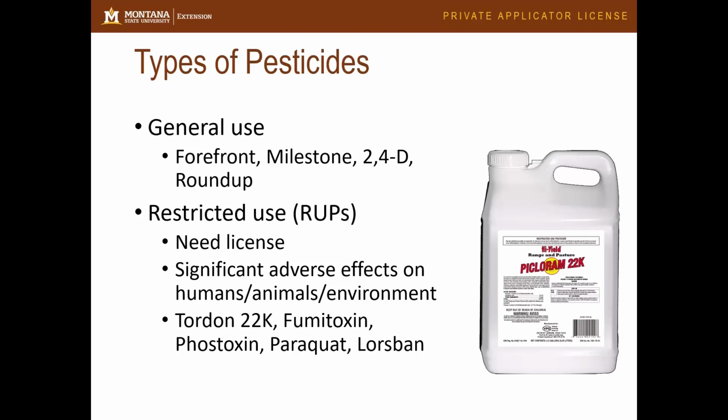The other classification is restricted use pesticides. To buy and apply these pesticides, you must hold a valid Montana pesticide license. These products are more toxic than general use products and have significant adverse effects on humans, animals, and the environment. A few common restricted use pesticides being used in Montana are Tordon 22K, Fumitoxin, Phostoxin, Paraquat, and Lorsban.